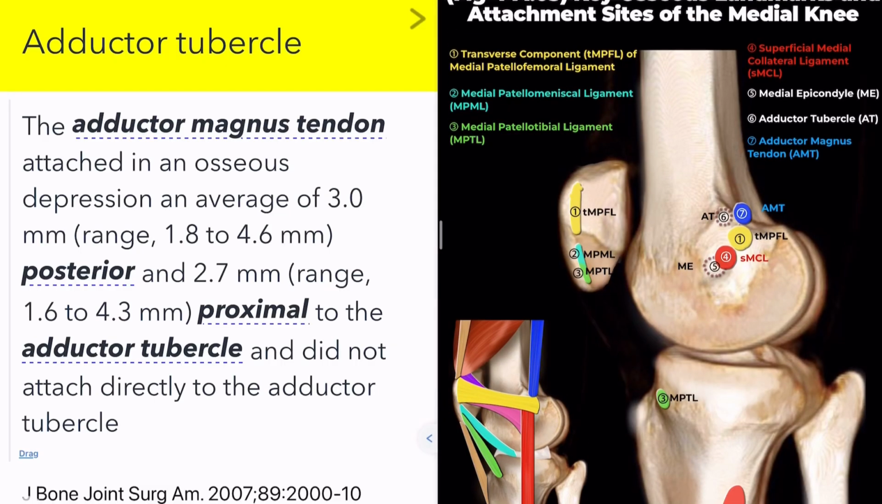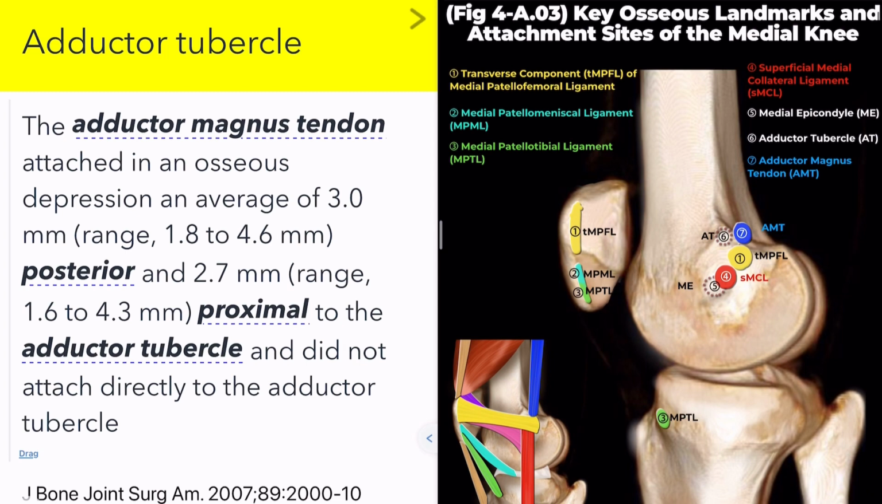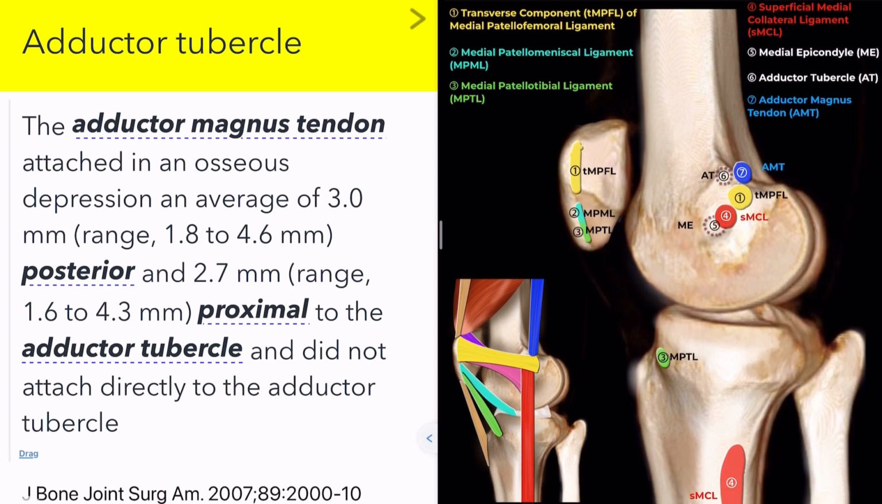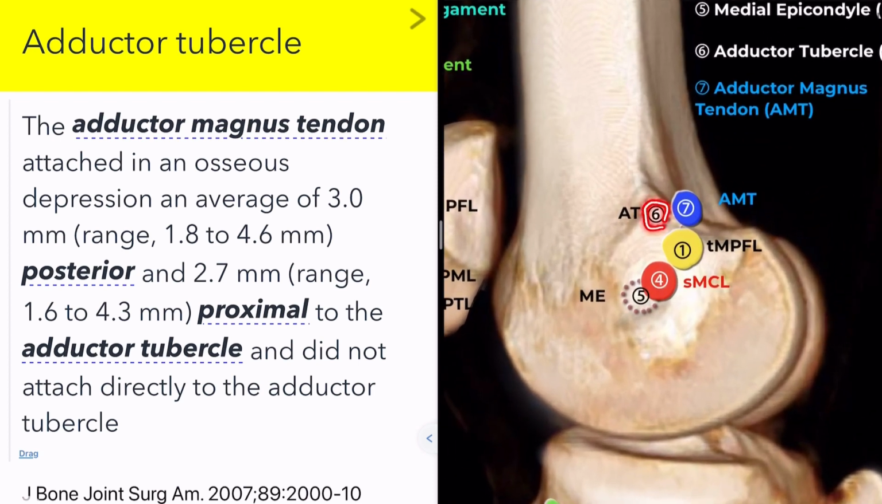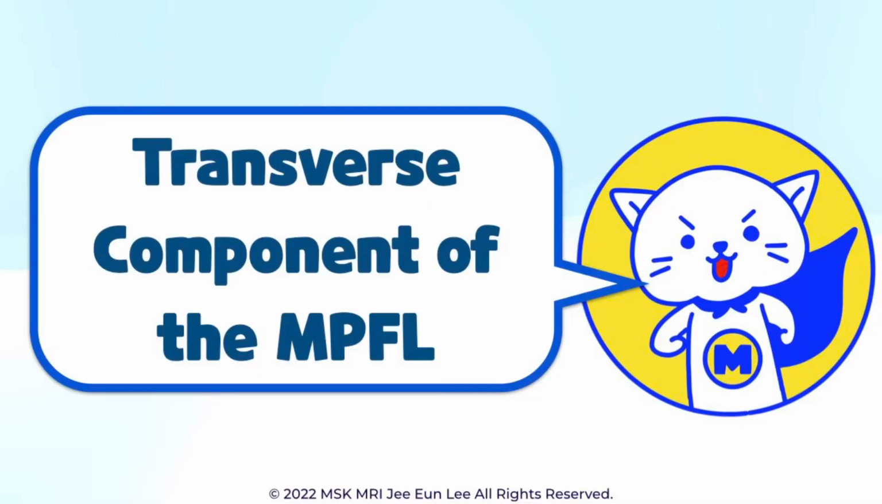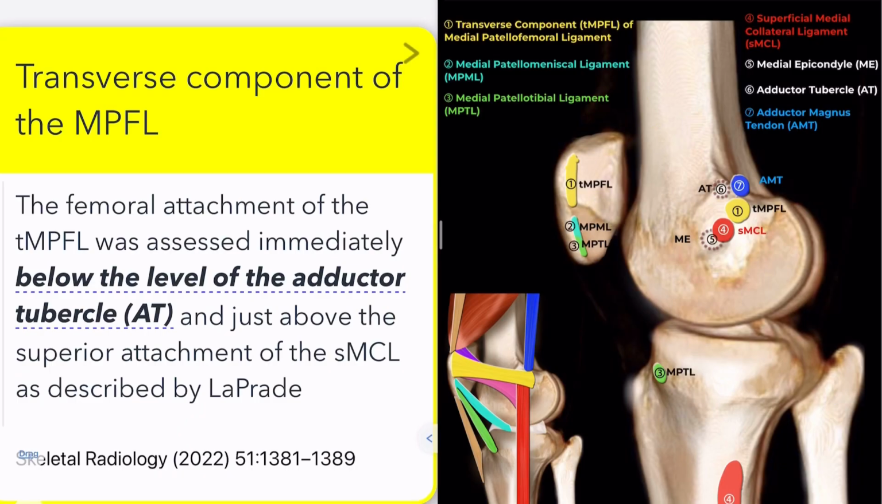Today, we will review the important bony landmarks and soft tissue attachment sites around the medial aspect of the knee joint. Let's start with the femur. The adductor tubercle is a bony prominence located near the medial femoral epicondyle. Contrary to its name, the adductor magnus tendon does not directly attach here, but rather attaches slightly posterior and proximal to this tubercle.